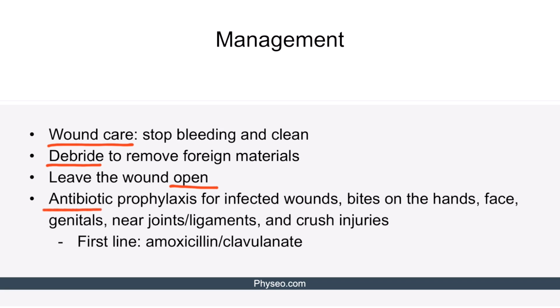Now, requirements for antibiotic treatment for human bites are really similar to those for animal bites. The antibiotics should be prescribed if the wound is infected or if the bite is located on the hands, face, genitals, or in close proximity to joints or ligaments, and if the bite wound leads to a crush injury. In other words, if at the time one acquired the bite wound, they also obtained a crush injury to that location, you're going to want to give antibiotics. And the first line treatment for these human bites is amoxicillin clavulanate.